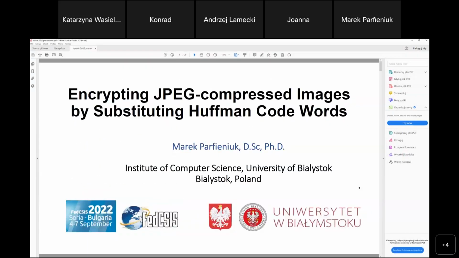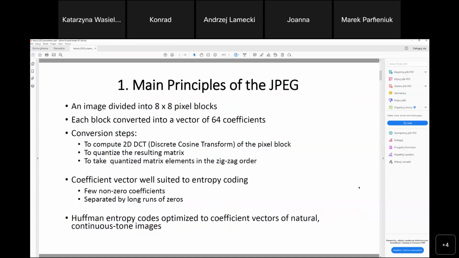I will begin with recalling the main principles of the JPEG standard for image compression. This algorithm is based on dividing an image into 8 by 8 pixel blocks. Each block is converted into a vector of 64 coefficients. Conversion consists in computing the two-dimensional discrete cosine transform of the pixel blocks.